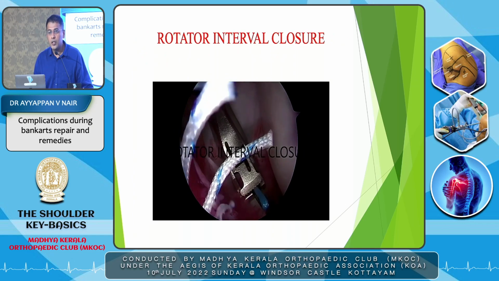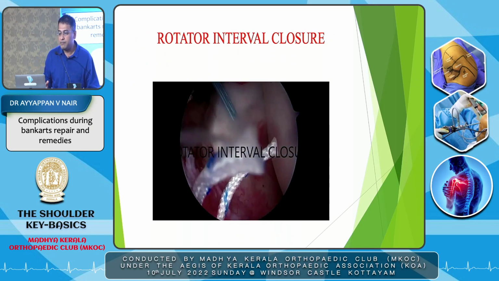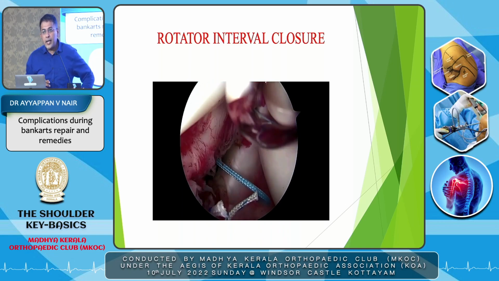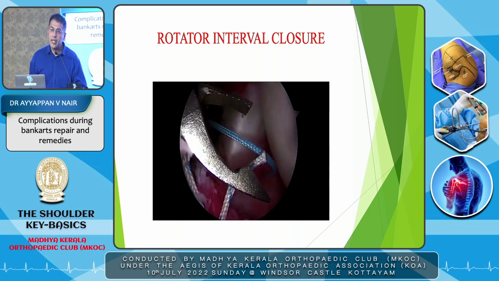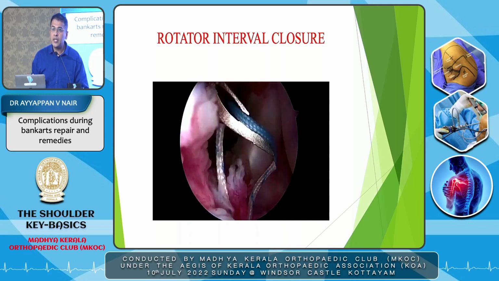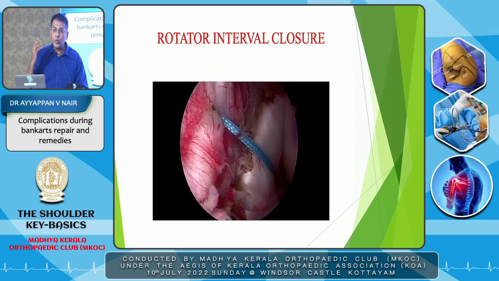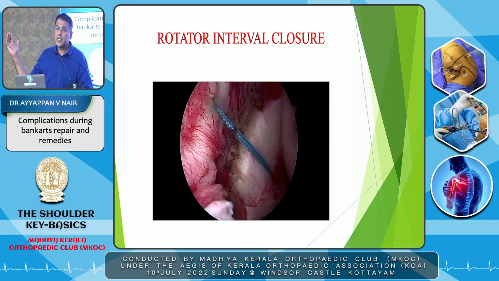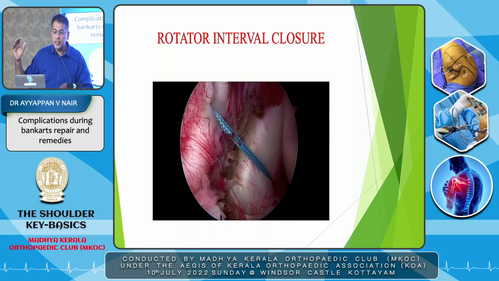Rotator interval closure. I do RI closures in all my patients who are less than 30 years of age, and this should be done. The trick is, because all of us feel that if you do an RI closure, again, there could be external rotation tightness. The trick is, you should externally rotate and then do it. So this is how RI closure is done. So there are different ways of doing it.